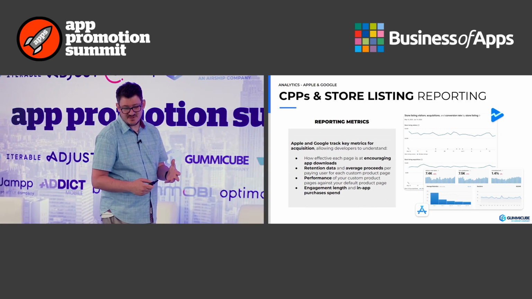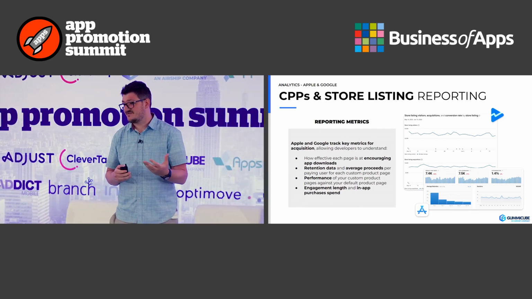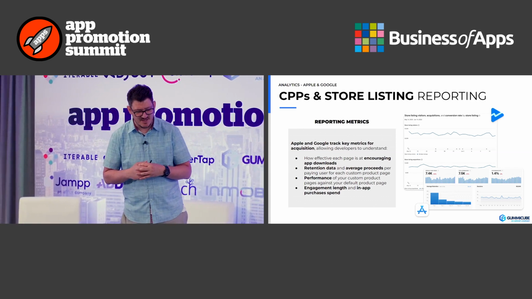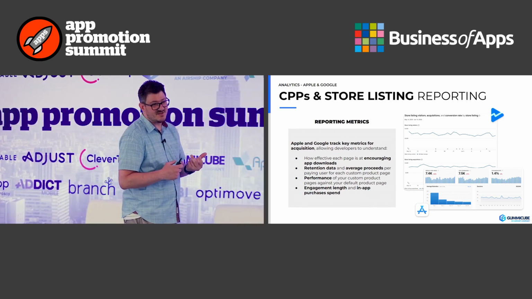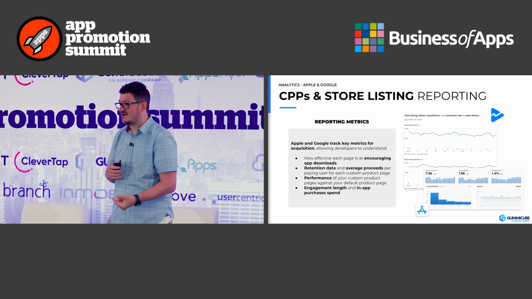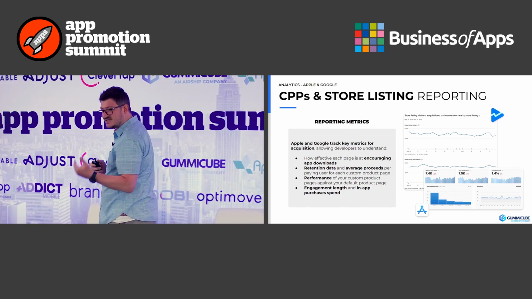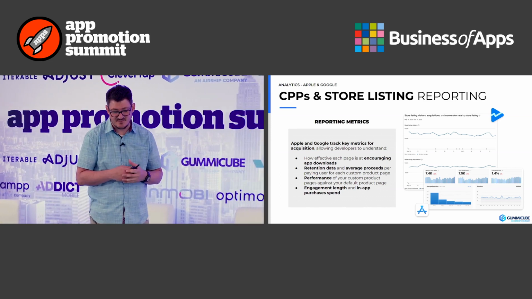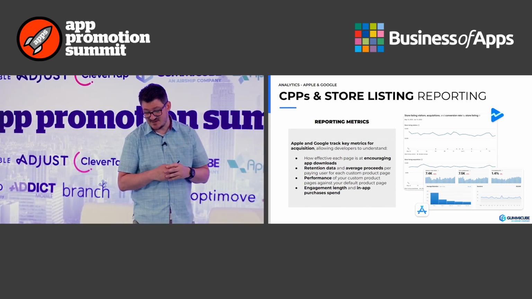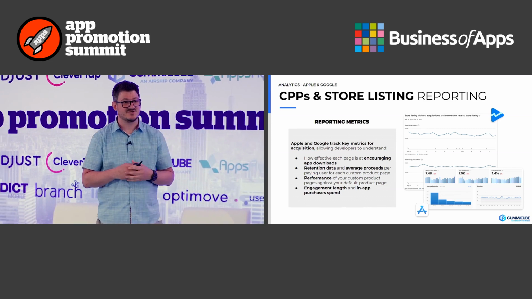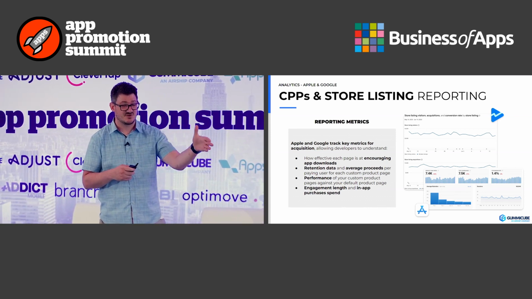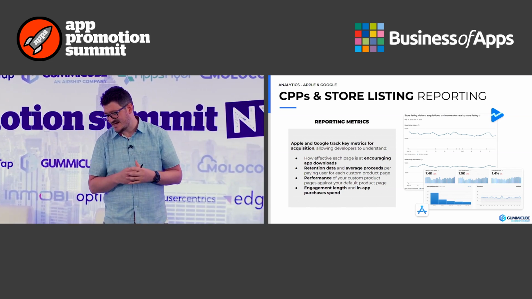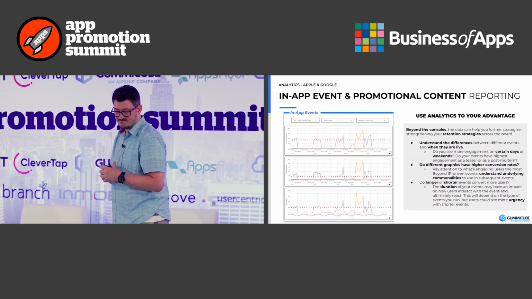Now, measurement's really important. Apple and Google have some good analytics they provide. We pull that in and add our own layer to it at Gummicube. But really understanding how are these CPPs and store listings encouraging users to download, getting data about retention and average proceeds per store listing, and understanding, well, which one is really making more money, and understanding which one is performing better versus your custom product page or versus your core product page, particularly when you're looking at Apple search ads and some of that A/B testing that you can do.